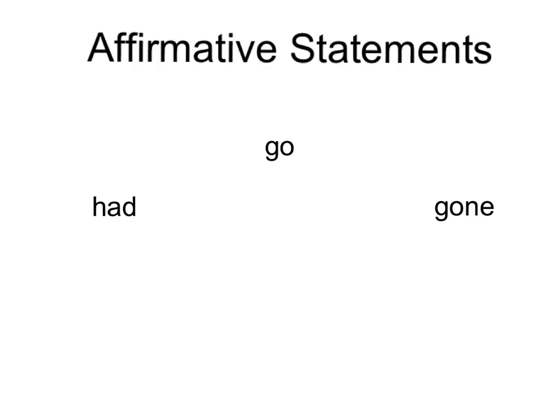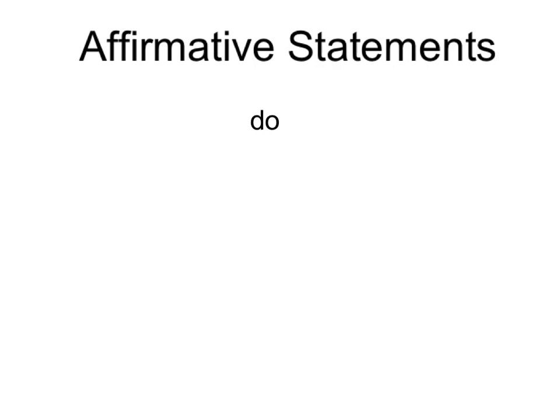The past perfect for the verb go is formed by using had and the past participle form of go. So for example, we can take had and combine it with the past participle form, gone. Had gone would be the past perfect. Why don't you try to form the past perfect with the verb do? How is it formed?